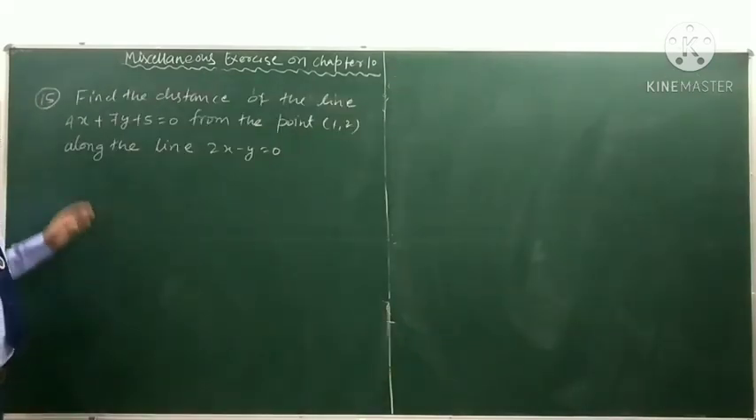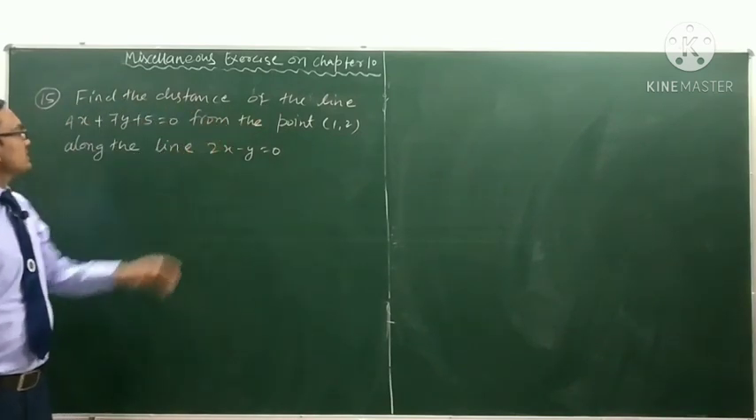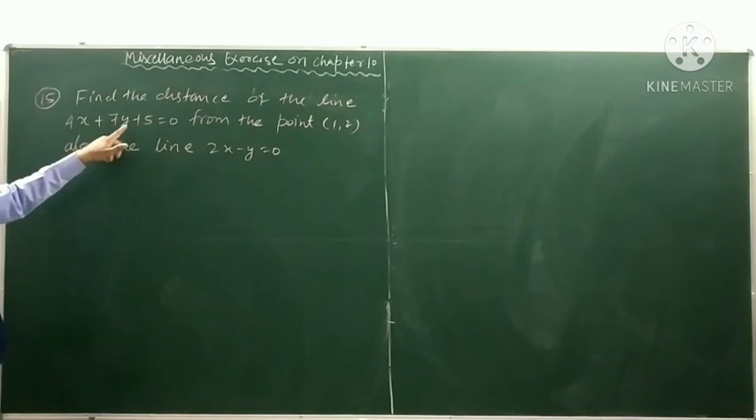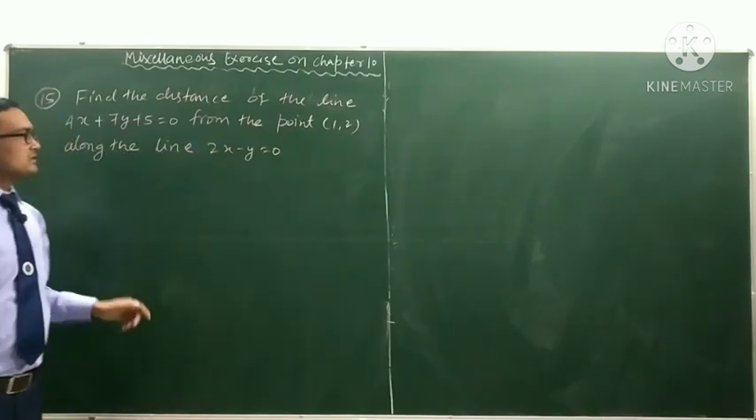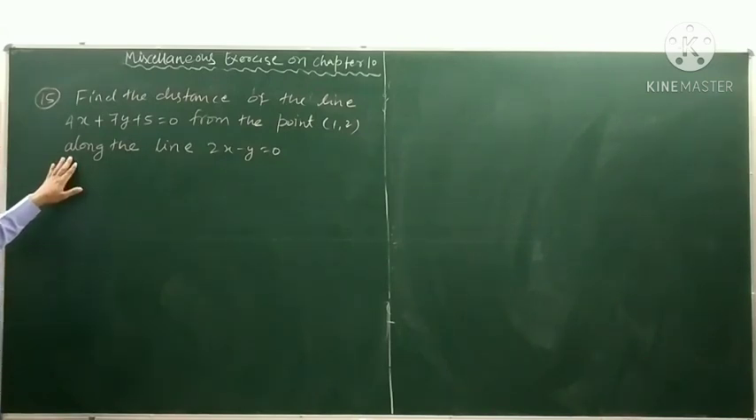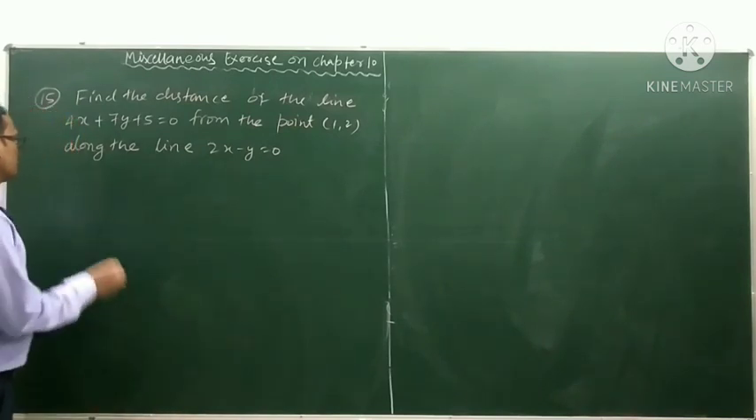Question number 15. Find the distance of the line 4x + 7y + 5 = 0 from the point (1, 2) along the line 2x - y = 0.